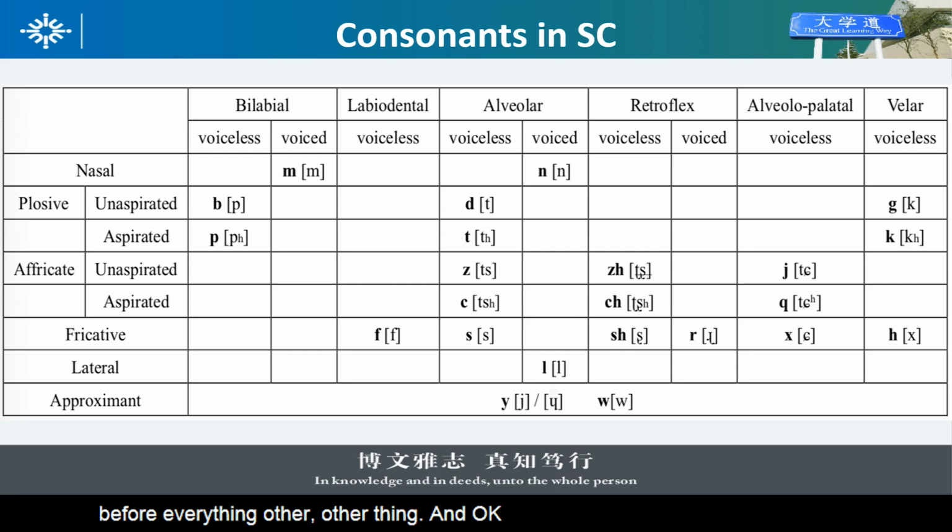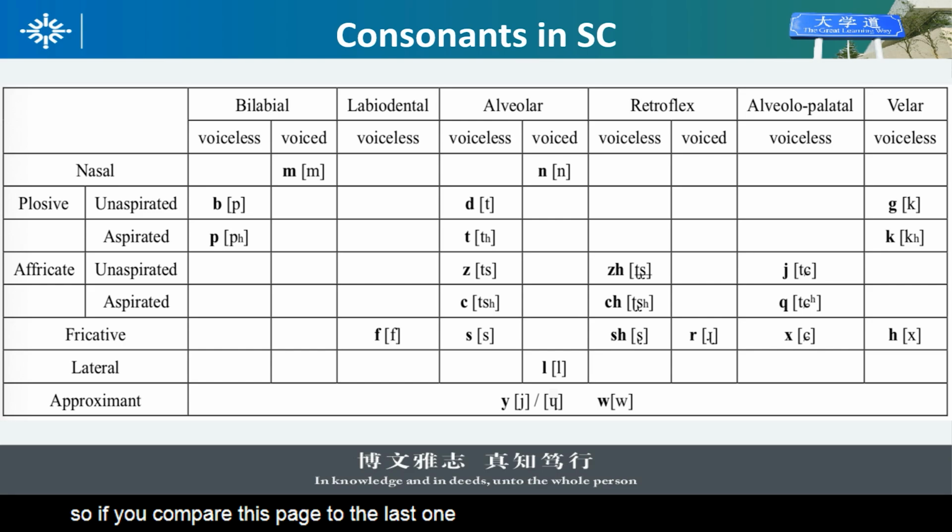Before everything else, in our Yuwen class, right? We always classify them into different groups. Still remember 波破摩佛德特讷勒兹斯斯知识诗日鸡西西格克呵, right? They're on this page. This is the phonological system of Standard Chinese, or Putonghua, which is used as the lingua franca of Chinese people. So this is the very basic beginning content of primary school.